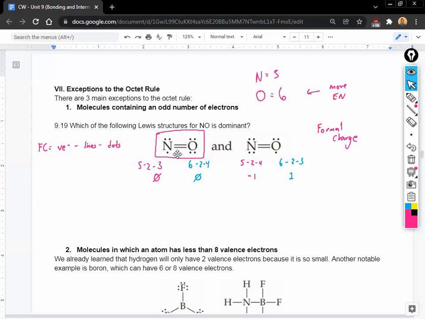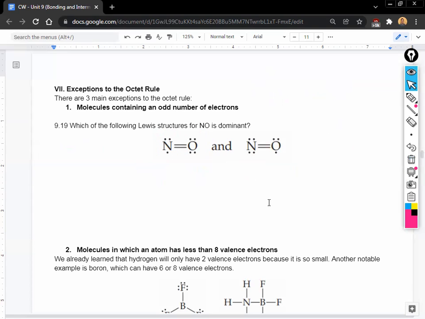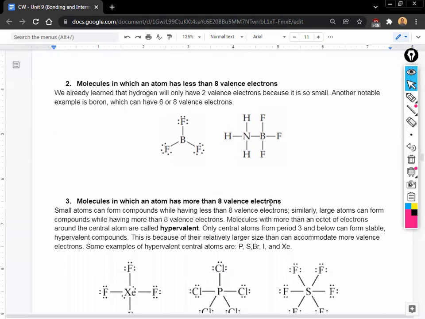Alrighty, ready to move on, guys? Okay, the other exception to the octet rule is going to be when an atom can hold less than 8 valence electrons. We already learned about hydrogen, how hydrogen can only hold 2 because it's so small. And another exception that's notable that you guys might want to know is boron. We actually looked at this in a previous example, but boron is kind of weird because it can hold 6 or it could have 8. It could be happy either way.